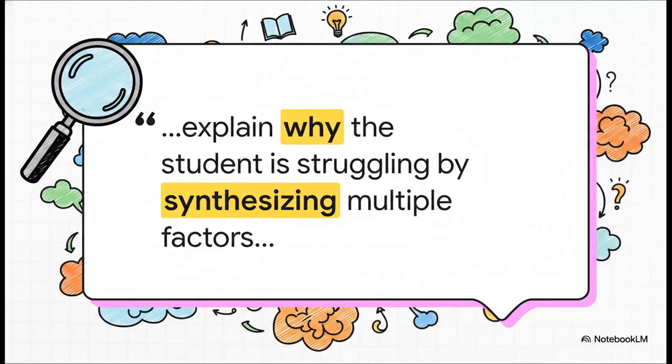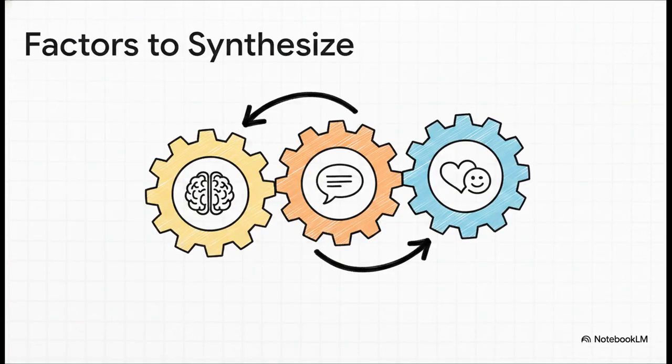I want you to think of yourself as a detective here. You're synthesizing clues from all these different categories to build one single cohesive theory that explains this student's unique literacy profile. It is not a list. It is an explanation. And this is exactly what that synthesis looks like in practice.